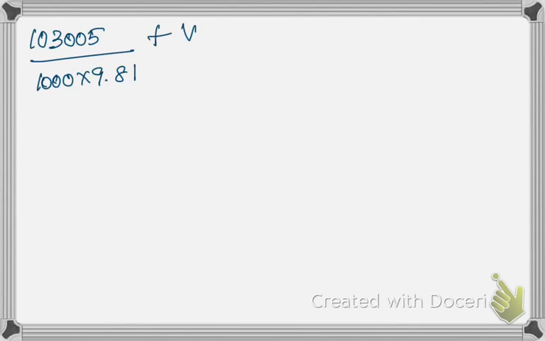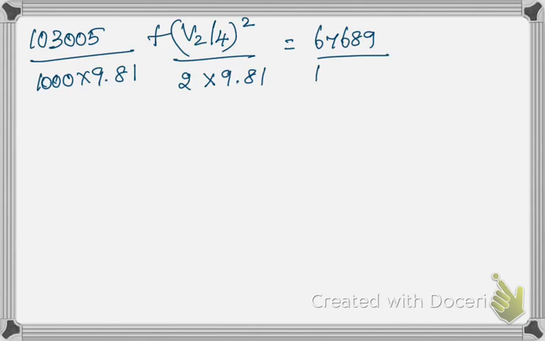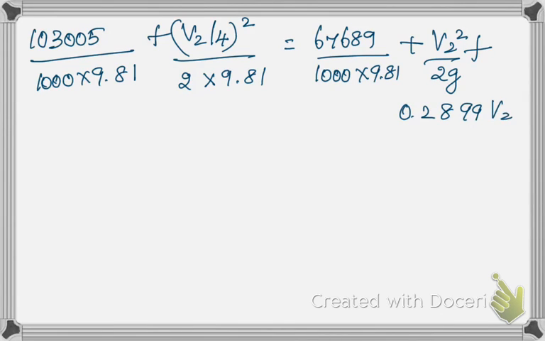So it becomes P1 value divided by 1000 into 9.81 plus, instead of V1 square I can substitute V2 by 4 the whole square divided by 2 into 9.81 or 2g, which is equal to 67689 divided by 1000 into 9.81 plus V2 squared by 2g plus 0.2899 V2 squared by 2g.